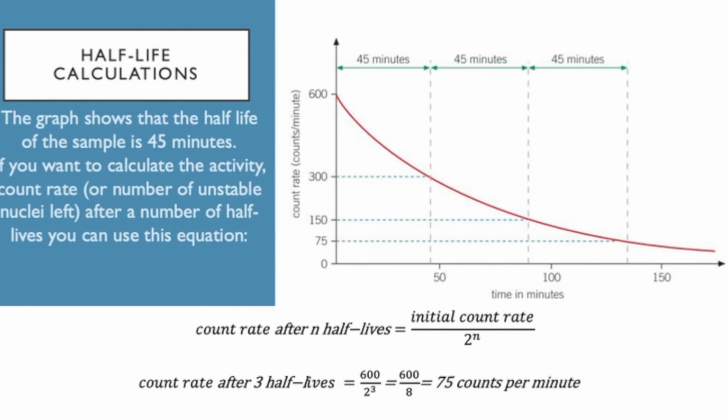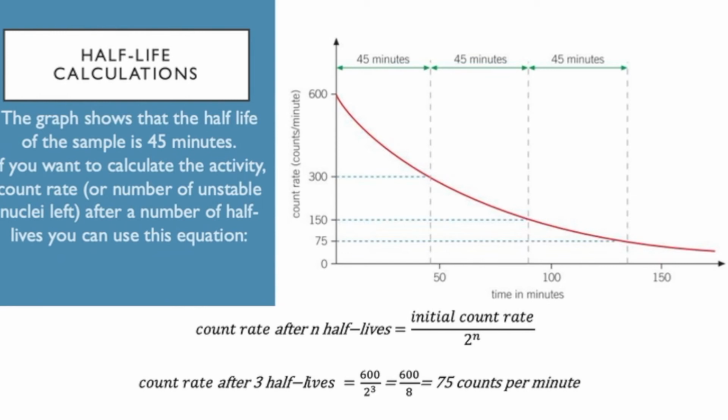Let's have a look at another example. So let's have a look at after 3 half-lives. After 1 half-life, it's fairly easy anyway, because you can just look at the graph and work that out. But if you've got to work out the count rate after a number of half-lives, then this is really useful. So the count rate after 3 half-lives would be 600 divided by 2 to the power of 3. 2 to the power of 3 is 8, so 600 divided by 8 equals 75 counts per minute. And if you look after 3 half-lives here, so after 45 plus 45 plus 45, you can see that, reading from the graph, the count rate is 75 counts per minute.